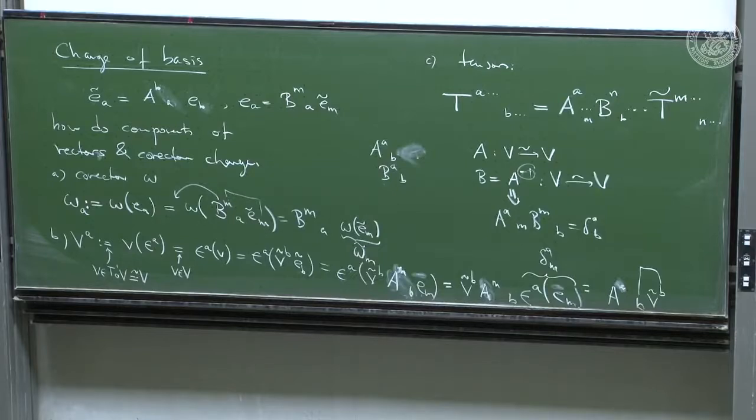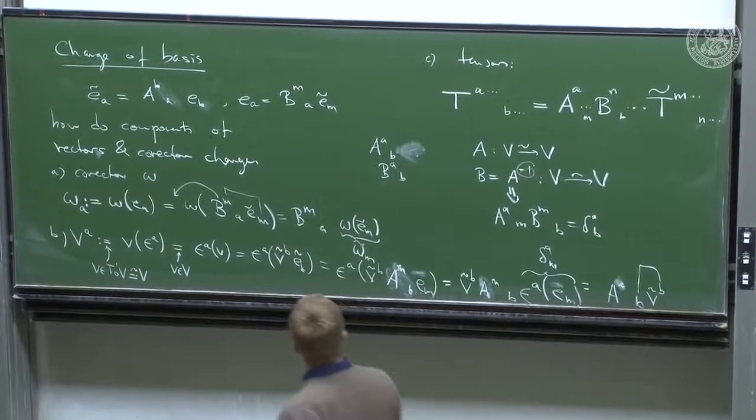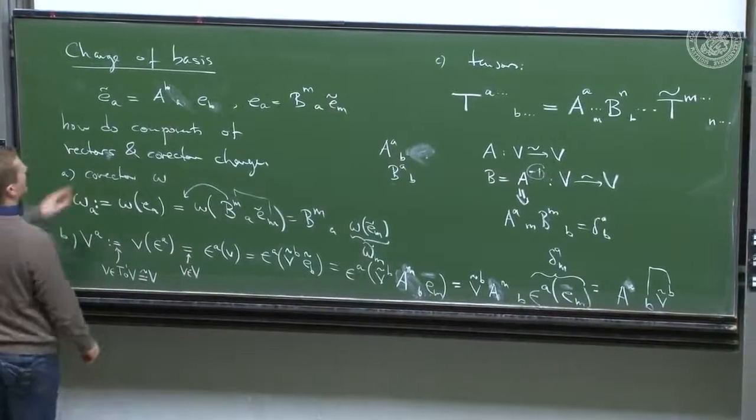Yeah? Could you explain one more time how you come from V and epsilon A is epsilon A and V? How I come from here to there?